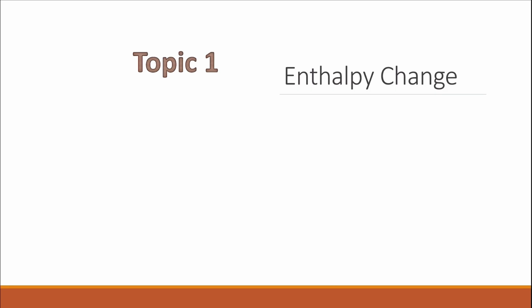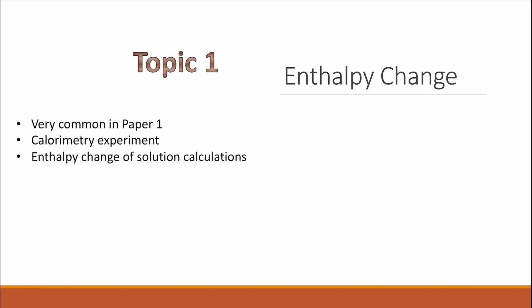So the first topic is the enthalpy change, which is one of the very common topics in paper 1. They provide you with a calorimetry experiment, whether it's for combustion, for a solution, or even for a neutralization reaction. Then they ask you to calculate the enthalpy change. So you're going to use the equation Q = mcΔT, and then you're going to use the value of Q in kilojoules this time to calculate the enthalpy change, which equals Q over moles.